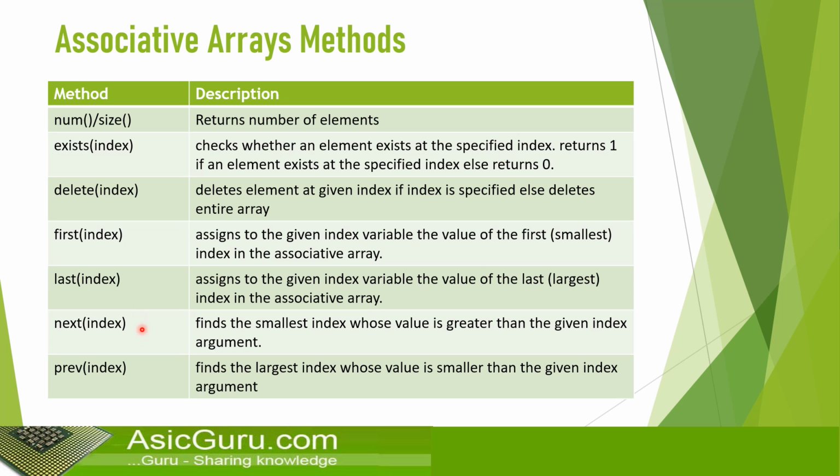Next we have the next method. This method returns the smallest index whose value is greater than the given index. And in case of the prev method, it returns the largest index whose value is smaller. These methods are very useful for navigating the array in order, and all these methods provide good control over associative arrays.